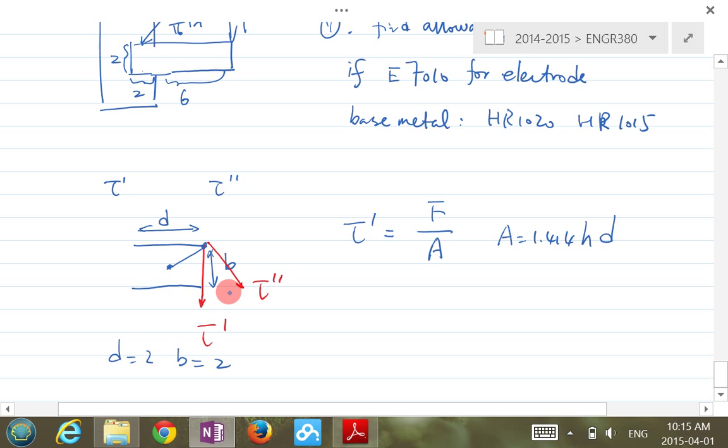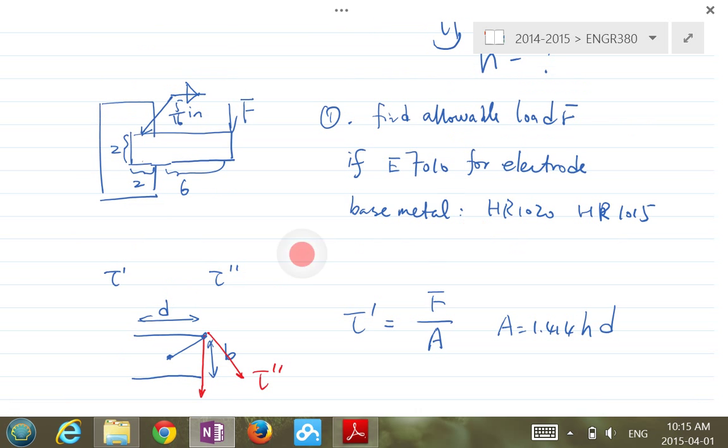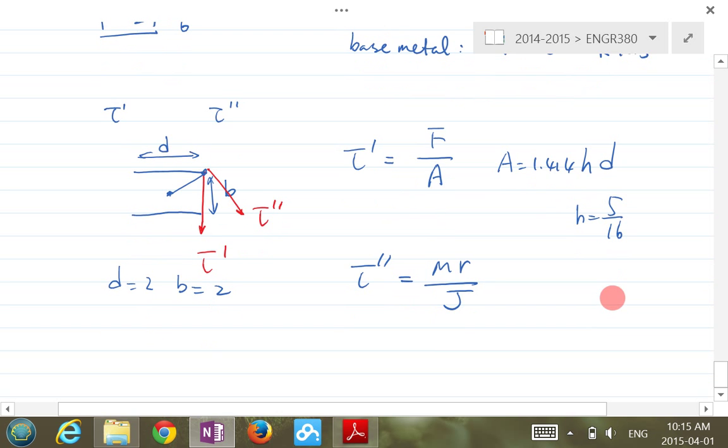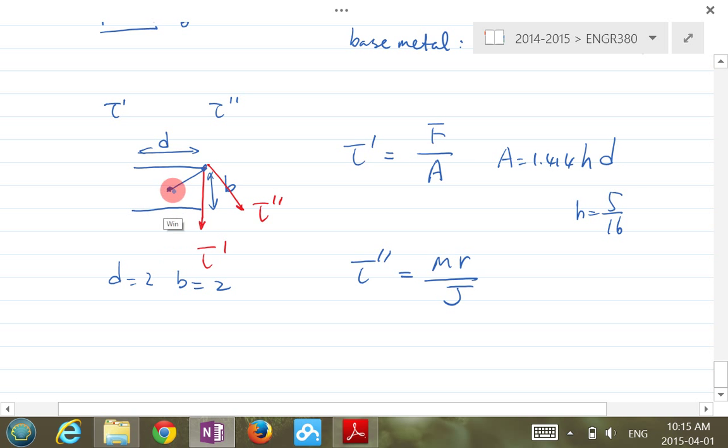Yeah. H is what? 5/16, like that. Okay. So then now you have this A now, right? Tau double prime. And tau double prime calculation is M times r over J, right? M times r over J. Now, r here is the distance from the centroid to this location here, right? From the centroid to the location.